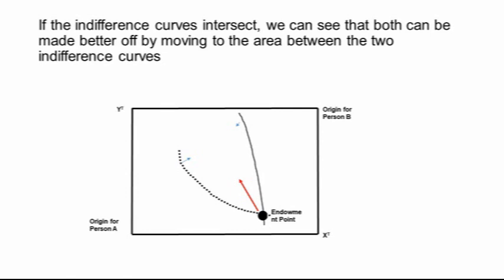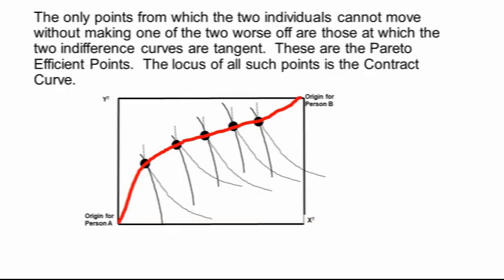So if I look at that red arrow that I've got drawn on the diagram on the slide, I move up and to the left, I'm moving to a point that's farther away from the origin of person A, and on an indifference curve that's farther away from person B's origin. Anytime that there's room between the two indifference curves, I can move and make both better off. How long can this process go on? The insight is that anytime there's any daylight between the two indifference curves, I can move into that space and make both person A and person B better off.